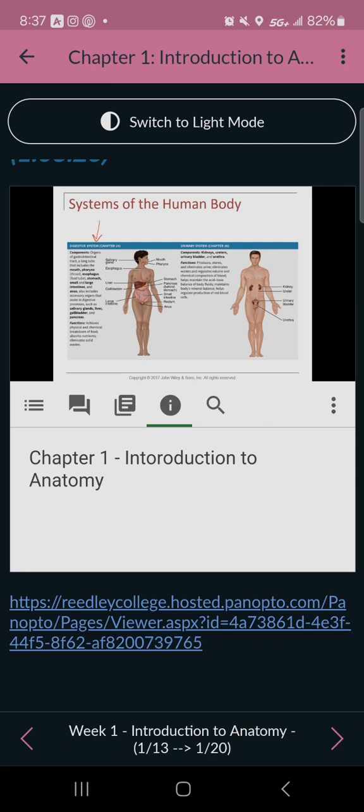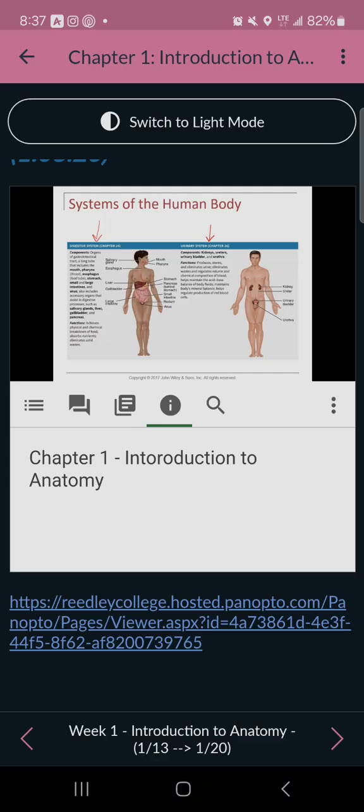solid wastes. Here on the right, we have the urinary system. The components of the urinary system are the kidneys, the ureters, urinary bladder, and urethra. The functions of the urinary system are that it produces, stores, and eliminates urine.